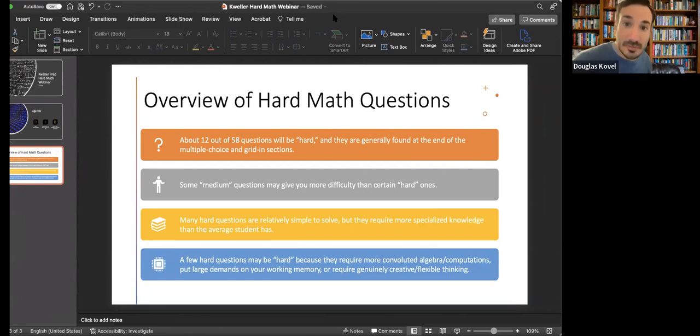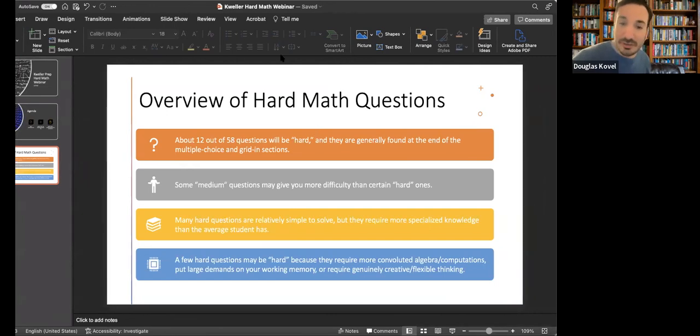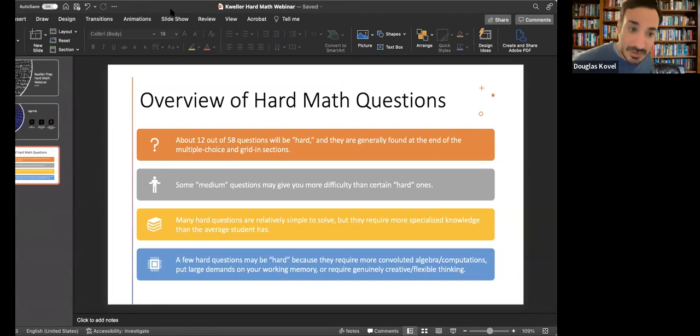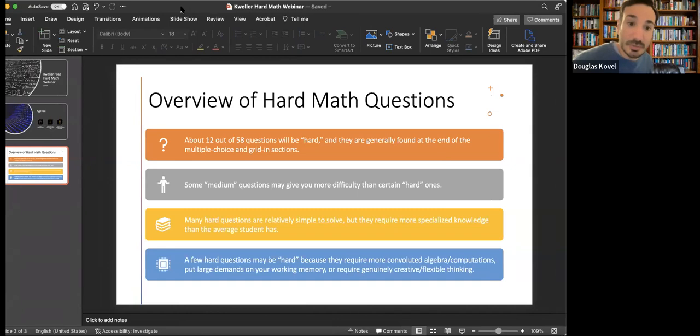In general, you just want to work on the skills and concepts that are most difficult for you, not necessarily what the College Board says is supposed to be easy, medium, or hard. Everybody's different in terms of which questions they find challenging personally. And then the last thing I wanted to talk about is some of the key features that distinguish hard questions from other questions.